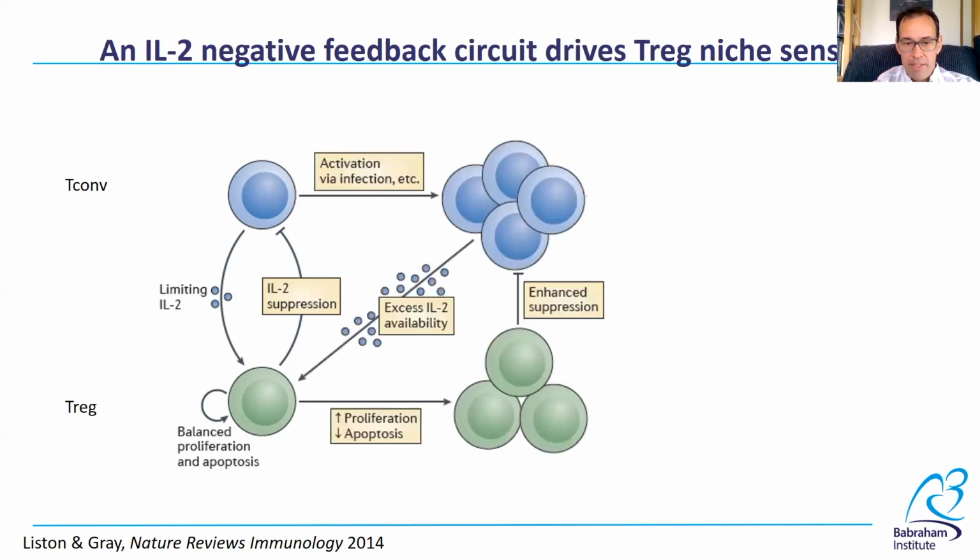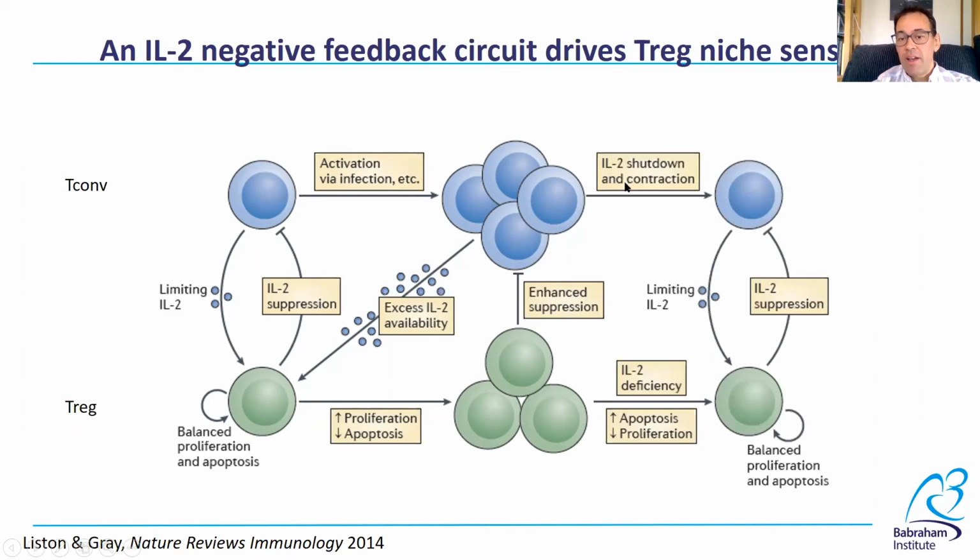Now, while we do have a balance here, this balance can be temporarily broken. If you've got an infection and you have an activation of conventional T cells, these conventional T cells are expanding so that they can fight the infection. However, during expansion, they are producing extra IL-2. The extra IL-2 feeds into the Tregs. Those Tregs now expand and they start suppressing the expanded conventional cells. This causes an IL-2 contraction and shutdown. IL-2 becomes limiting again, and Treg numbers shut down, and you get back into homeostasis.